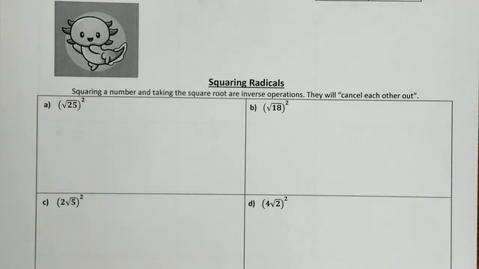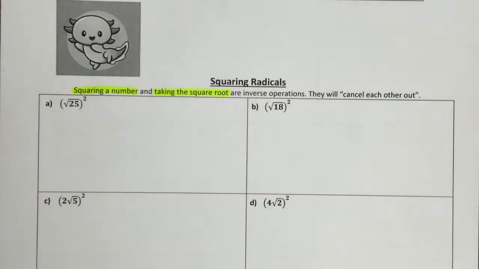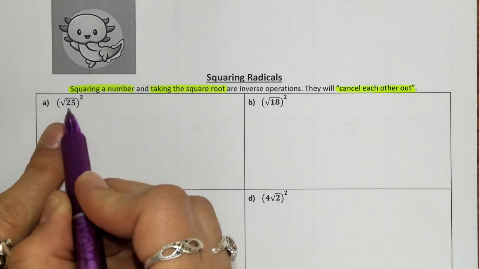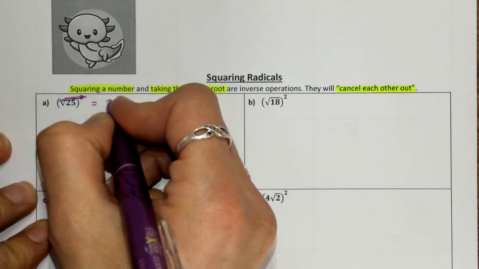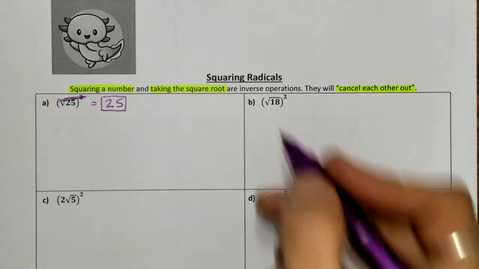Squaring. What we need to understand here is squaring a number and taking the square root, which we should already know, are inverse or opposite operations. We learned this with the Pythagorean theorem. When we have c squared equals a number, we have to take the square root to undo that c squared. The squaring and the square root are going to cancel each other out. So sometimes you're going to get a problem that is as simple as the square root of 25, squared. These cancel out and you're left with 25 as your answer. Done. That's it. Awesome.